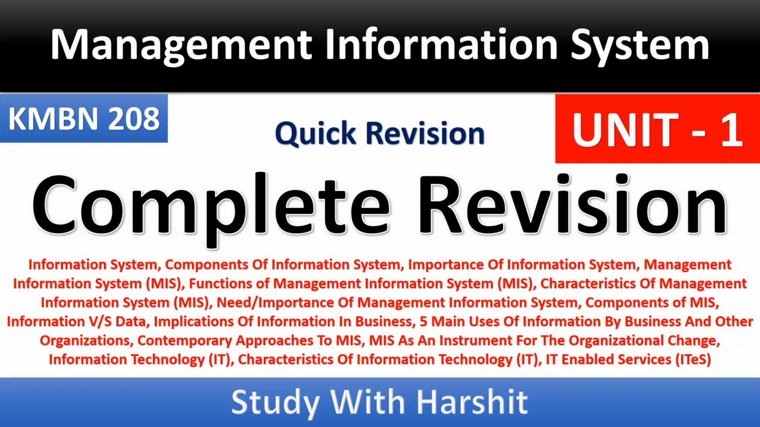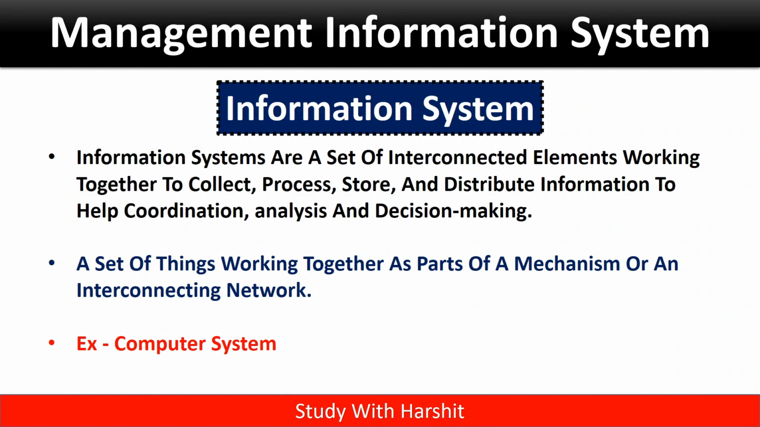Today I am going to share with you complete revision of Management Information System Unit 1, paper code KMBN 208. Information System. Information systems are a set of interconnected elements working together to collect, process, store and distribute information to help coordination, analysis and decision making. A set of things working together as a part of a mechanism or an interconnecting network. Example: computer system.